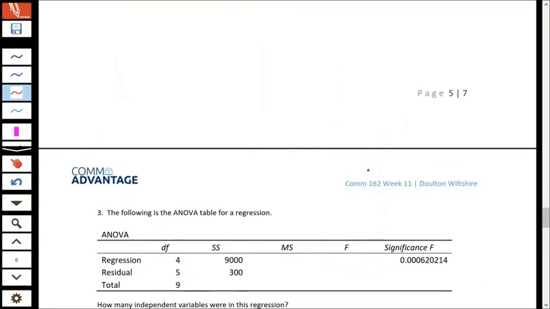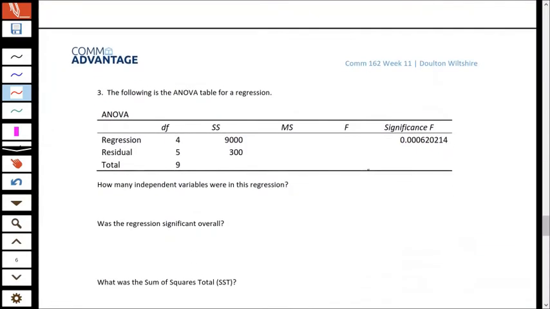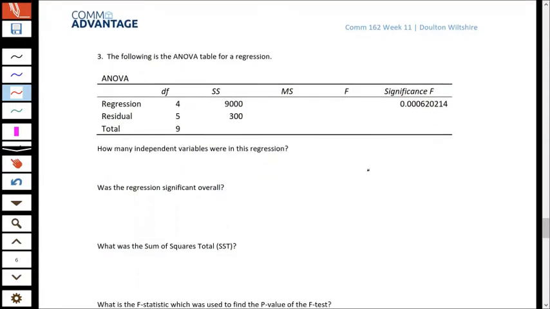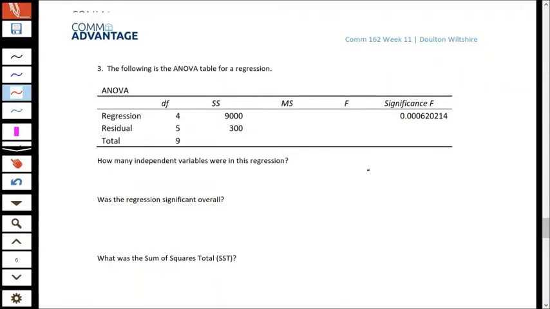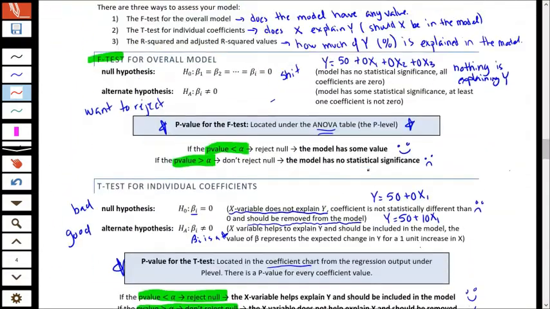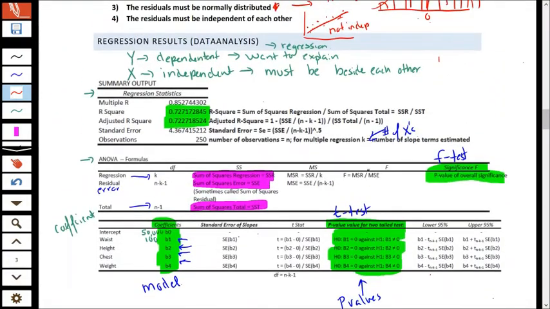My favorite type of question. There's a lot of these ones. They seem really hard, but it's more about just memorizing, not even the formulas, but kind of the flow of this chart, okay? So it says the following is an ANOVA table for regression. So let's just reacquaint ourselves with that ANOVA table from our regression, okay?